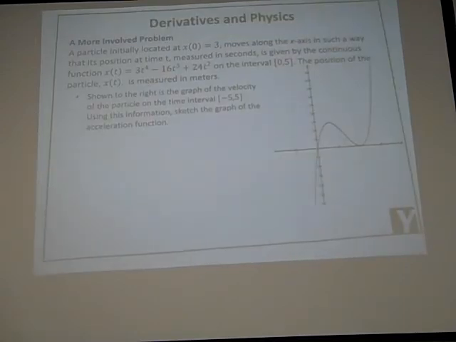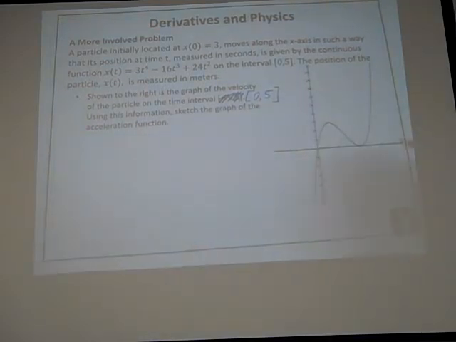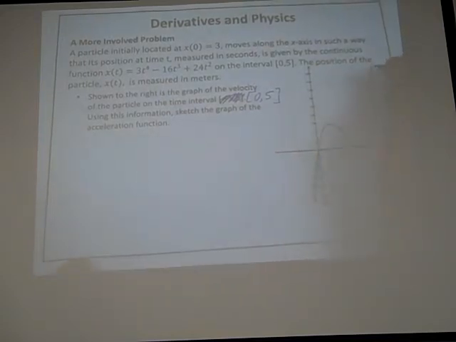All right, time to land the plane. We're going to bring this baby home. Shown to the right is the velocity of the particle on the time interval -5 to 5. I don't actually want it on the time interval -5 to 5. I just want it on the time interval 0 to 5. So we're not going to consider this part of the graph. Just scratch that off. Using this information, sketch the graph of the acceleration.